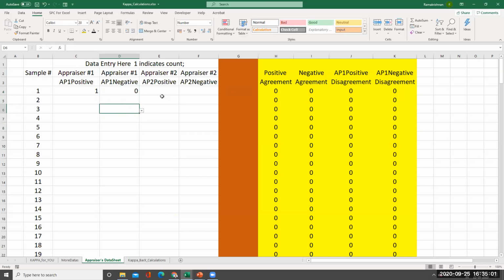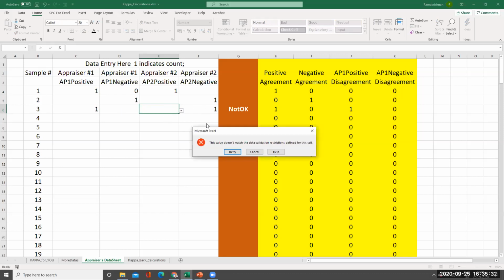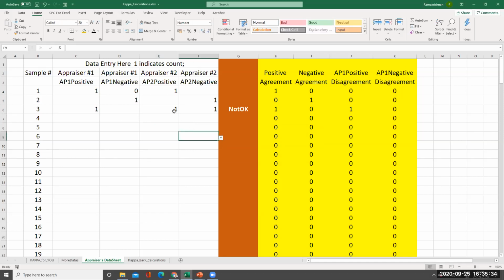And then appraiser 2 also says positive, which means they are agreeing, positive agreement, right? Suppose appraiser 1 says negative and appraiser 2 also says negative, then negative agreement is there. Now, suppose appraiser 1 says positive, appraiser 2 says negative, then what happens? He cannot put two ones, therefore he is putting negative. Now the second one, I'll put 0, right? Now you got negative agreement here.